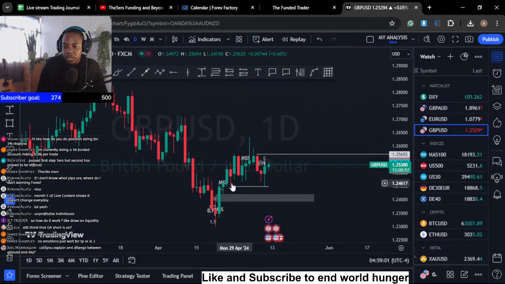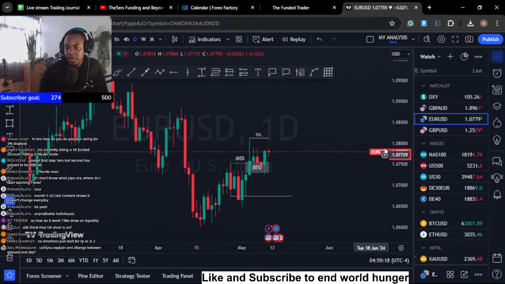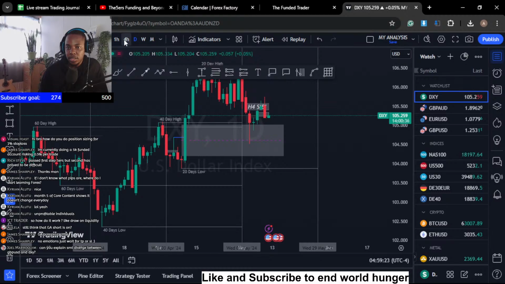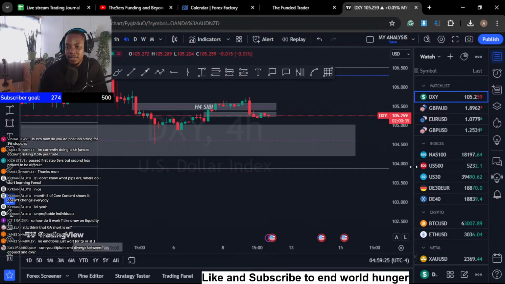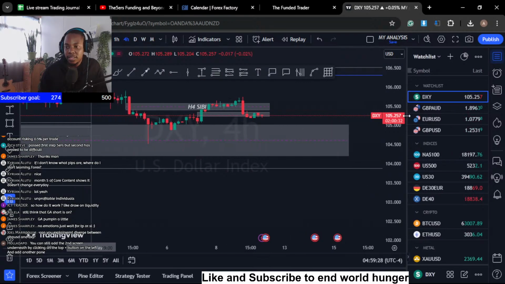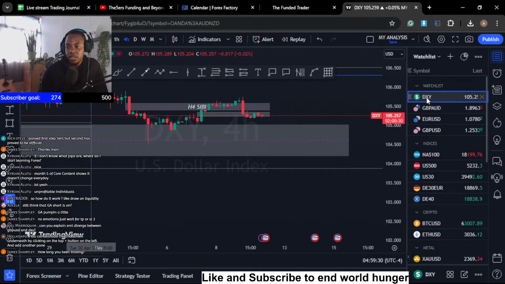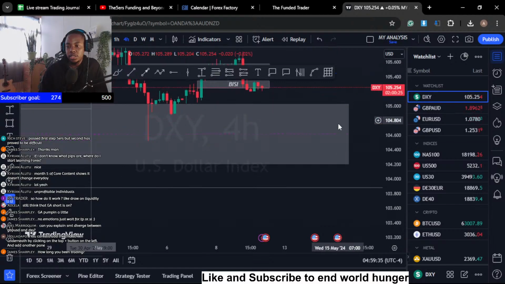while GBPUSD only yesterday took out that candlestick's low, and this one here failed to take out that low. So that's how I use the SMT divergence between the correlated pairs, and I just use it as like an indicator. They should be inversely correlated. The dollar index is inversely correlated to EuroUSD and GBPUSD.